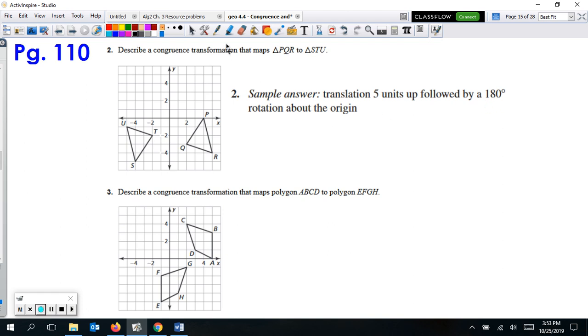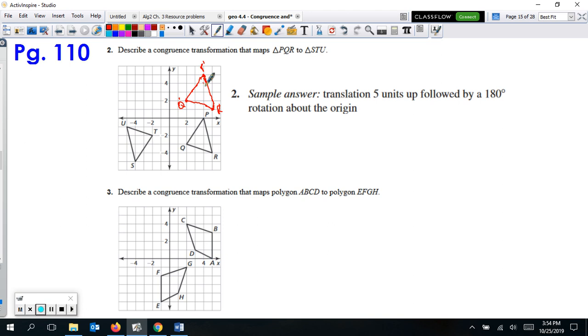So if we think about this here, if I translate this one 5 units up, so P right here goes 1, 2, 3, 4, 5. Now I'm up here. Q goes 1, 2, 3, 4, 5. I'm here. And R is 1, 2, 3, 4, 5. I'm here. So if that's now our triangle right in here, and then we do a 180-degree rotation. So this is like maybe our P prime, our Q prime here, and this could be R prime right there.